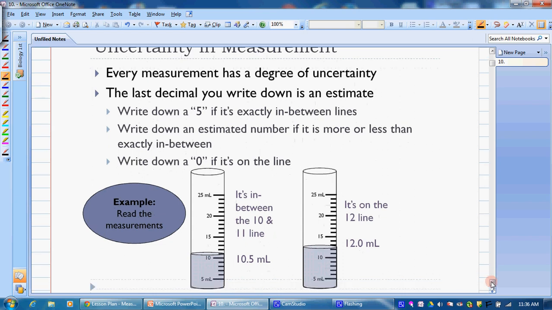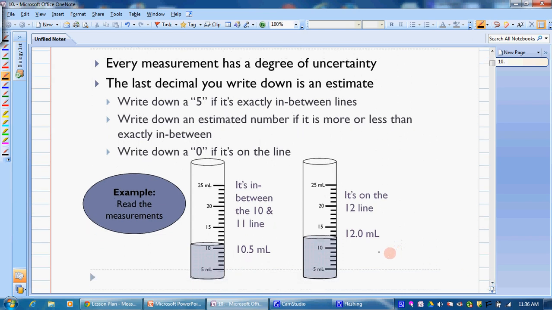Here, we're going to look again. If we believe that is exactly between the 10 and the 11 mark, we would write 10.5. I think it's a little bit closer to the 11. If we try to get a line drawn here, right in there, it might be close to half. I think it's a little above that. So your estimated digit would be your 0.5 here.